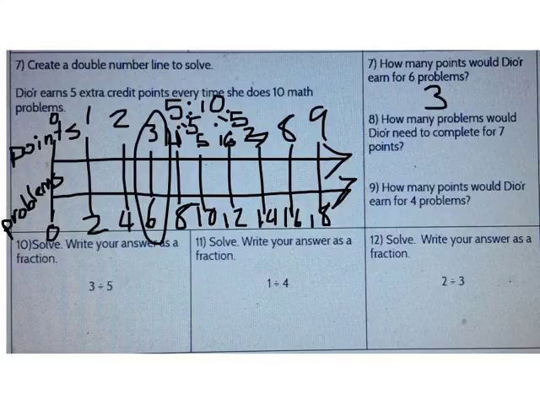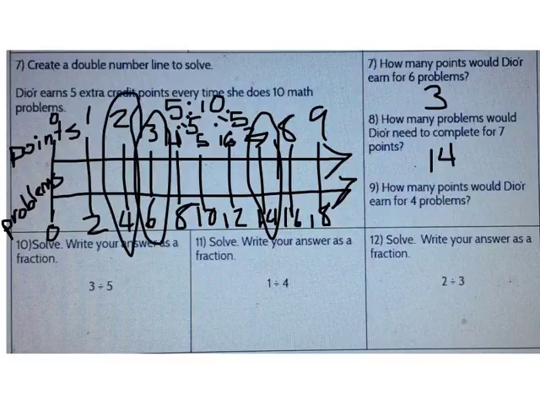How many problems would Dior need to complete for 7 points? Dior would need to complete 14 problems for 7 points. How many points would Dior earn for 4 problems? Dior would earn 2 points for 4 problems.